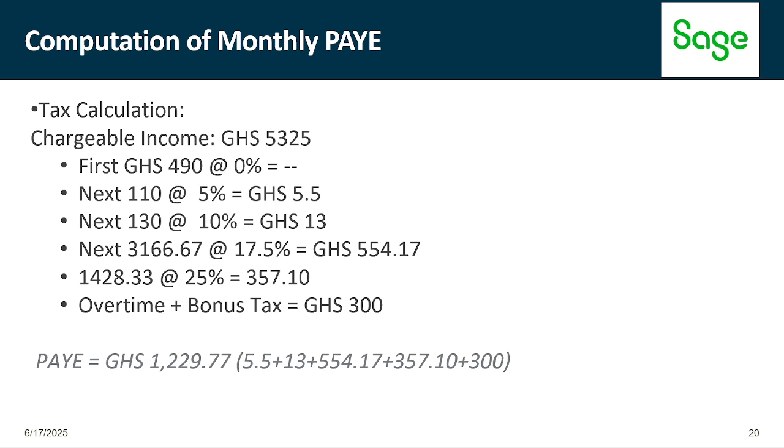So as we said earlier, the first 490 will be taxed at 0 rate. The next 130 will be taxed at 5%. The next 130 will be taxed at 10%. The next 3,160 will be taxed at 17.5%, and the balance, which is 1,428.33, will be taxed at 25%. So if you add all these figures plus the tax on bonus, we have his PAYE as 1,229.77. So this amount we have to file or return to GRA for his December PAYE.